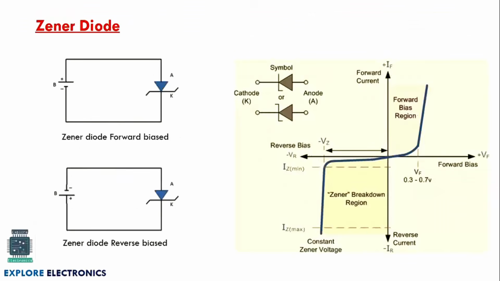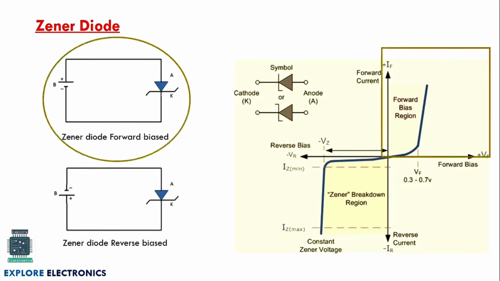So let us understand the working of the Zener diode first. If the Zener diode is connected in forward biased manner, with the positive power supply to the anode and the negative power supply to the cathode, it will act as a normal PN junction diode. You can observe the forward biased characteristics here. After the cut-in voltage, which varies from 0.3 to 0.7 depending on the silicon or germanium diode, it will start conducting.